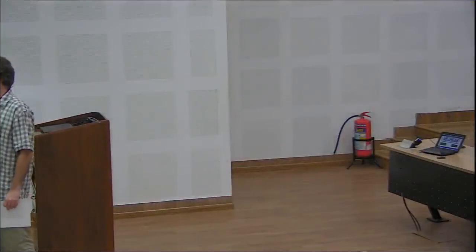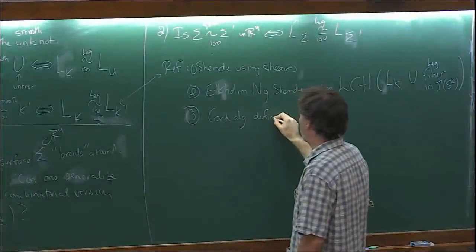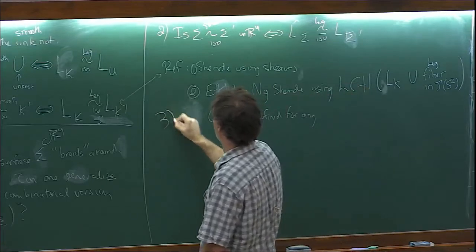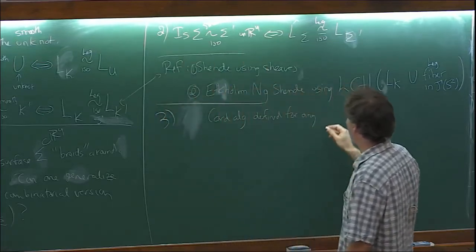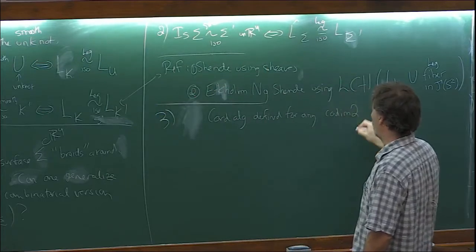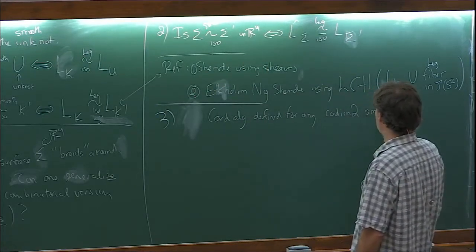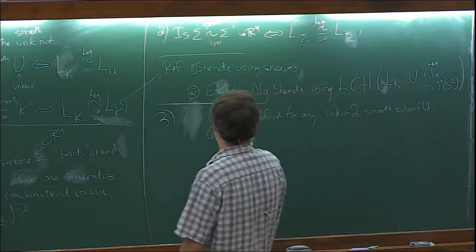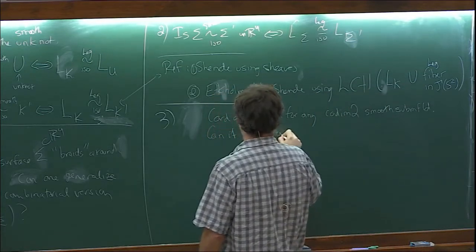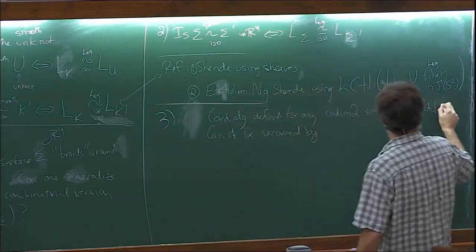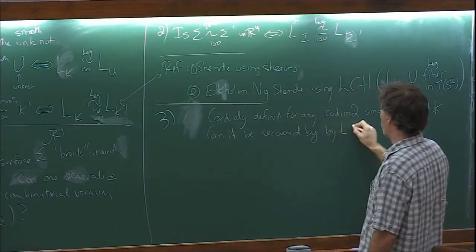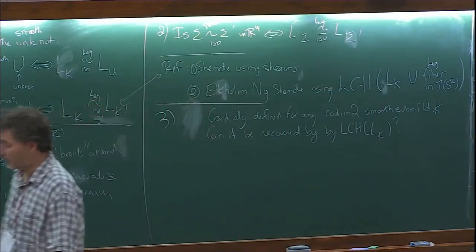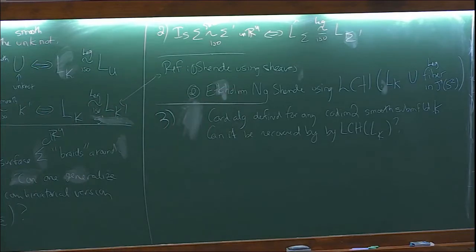So the chord algebra is defined for any codimension 2 smooth submanifold. Can it be recovered by Legendrian contact homology, as was done in the knot case, if you want to skip the combinatorial approach?